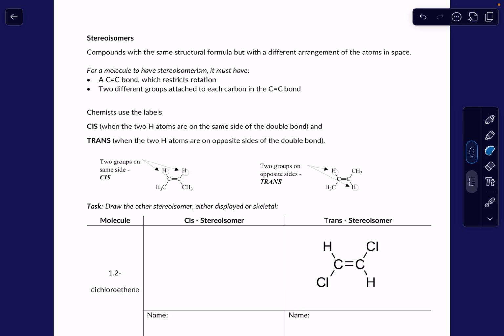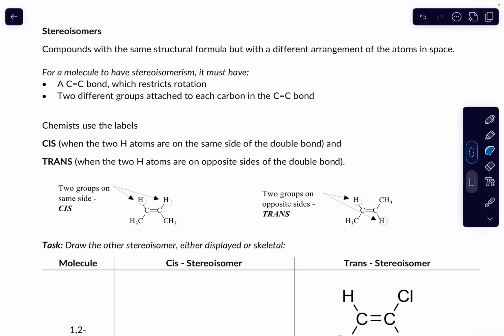I'm going to tell you the rules, and then I'm going to show you the examples, and then it'll make a lot more sense, and then we'll go back to the rules one more time. So the first thing, in order for something to have stereoisomerism, so it must be possible, we need a double bond that restricts rotation. That is 1 mark in your exam.